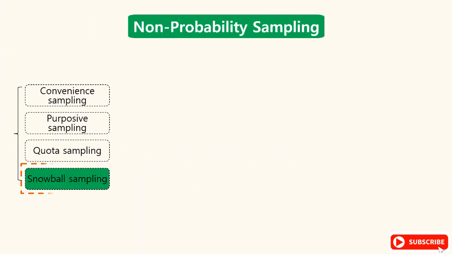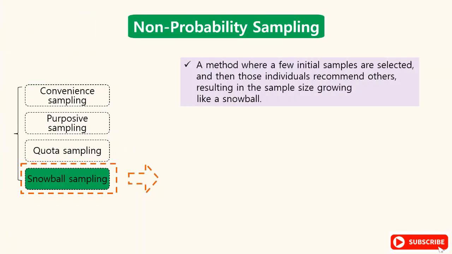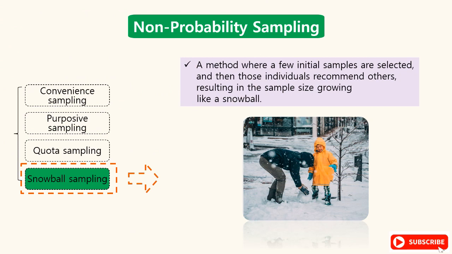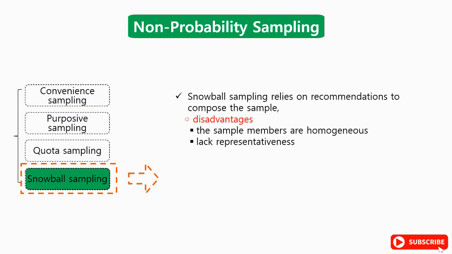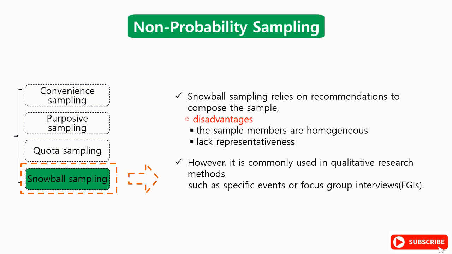Snowball sampling is a method where a few initial samples are selected, and then those individuals recommend others, resulting in the sample size growing like a snowball. Snowball sampling relies on recommendations to compose the sample, which means the sample members are homogeneous and lack representativeness. However, it is commonly used in qualitative research methods, such as specific events or focus group interviews, FGIs.